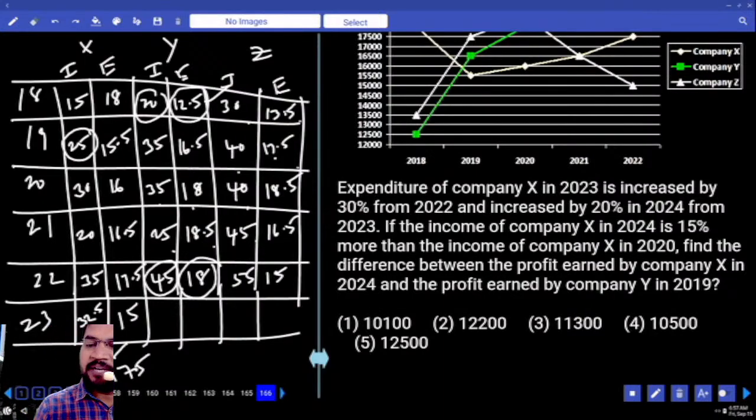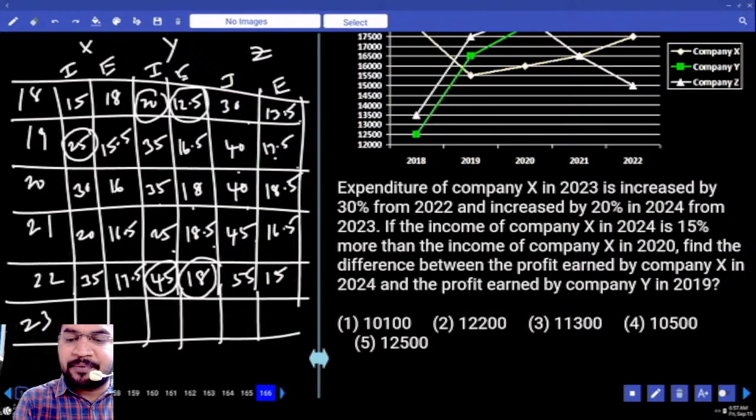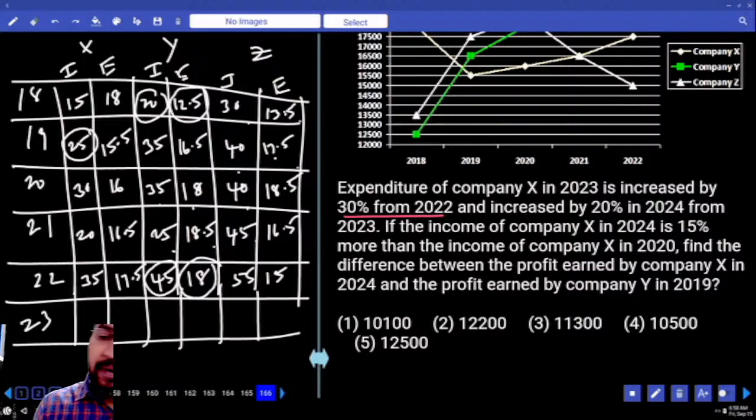Next one. Expenditure of company X in 2023 is increased by 30% from 2022. So again, it's a connective question. First of all, expenditure of 2022 is how much? 17.5, yes or not? So 30% increase on 17.5. How much is 30%?